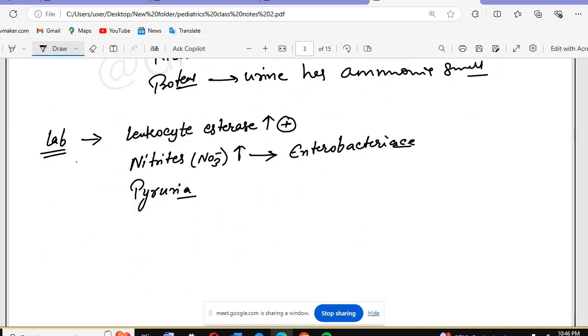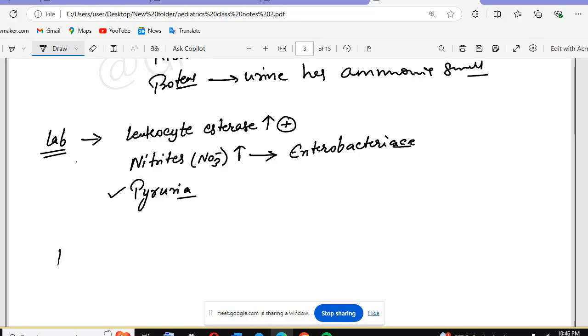Lab investigation, remember: you will see the esterase enzyme would be high. Along with that, the nitrites would be high. And if the nitrites are high, it indicates that Enterobacteriaceae bacteria are present. Along with that, you see pyuria. Pyuria you can see in a patient with Neisseria, or chlamydia infections can be there. So that is what pyuria indicates.